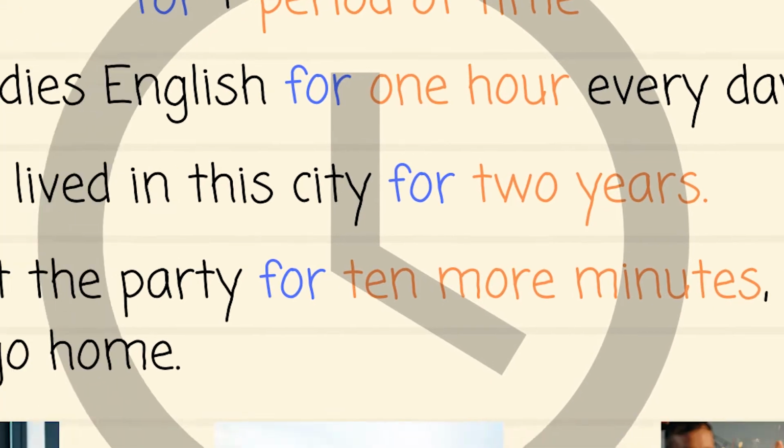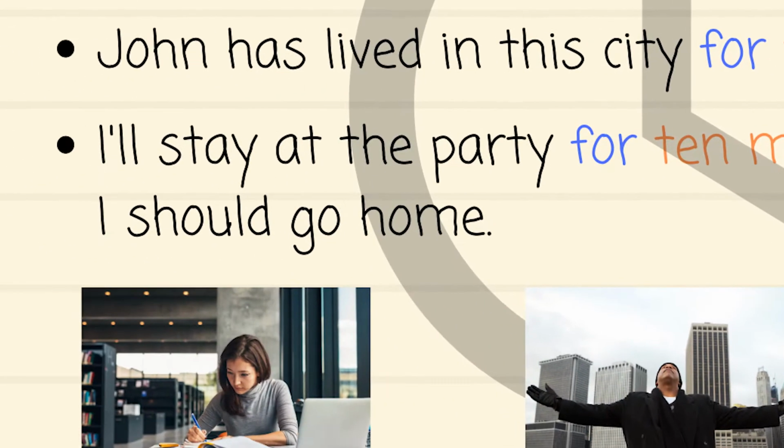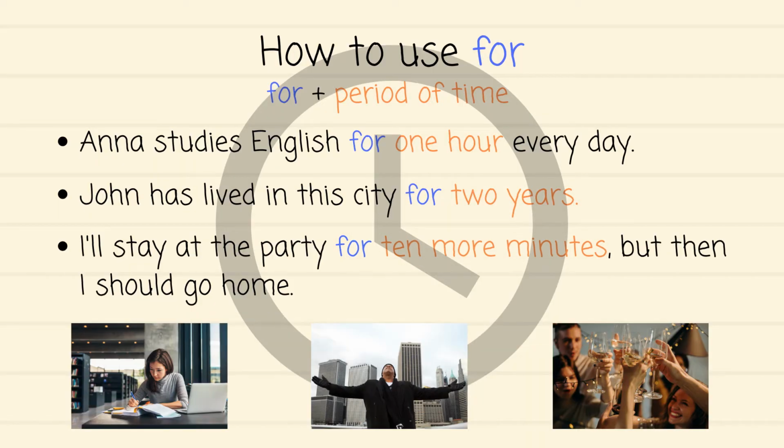Let's try another one. I'll stay at the party for 10 more minutes, but then I should go home. 10 minutes, or in this case 10 more minutes, is our period of time. So for plus 10 more minutes. Each of these shows a different length of time or period of time that we're using with for. Now you'll notice each of these sentences is also in a different tense. Anna studies, John has lived, I'll stay. So you can use for in different tenses and that's no problem.